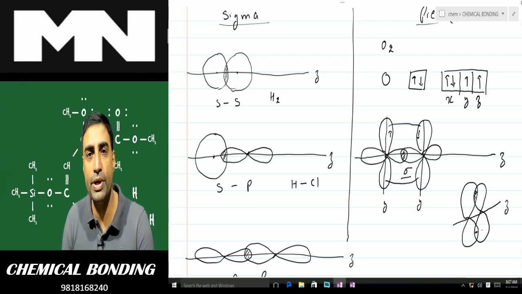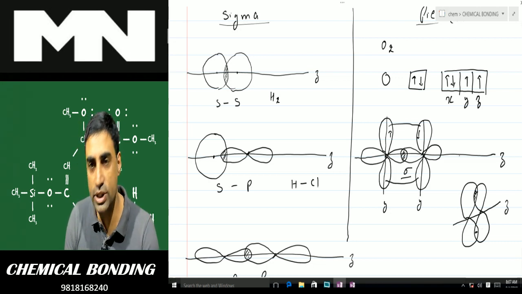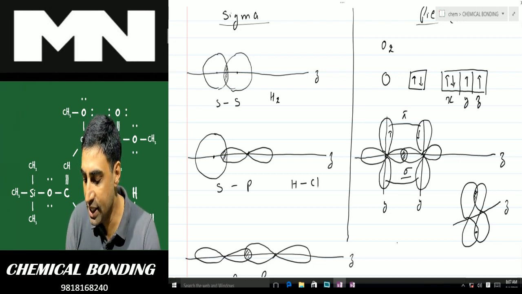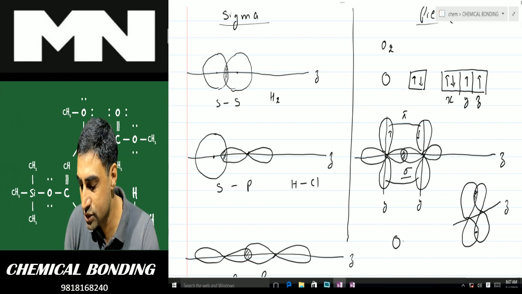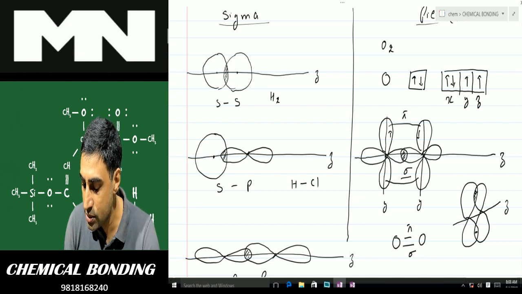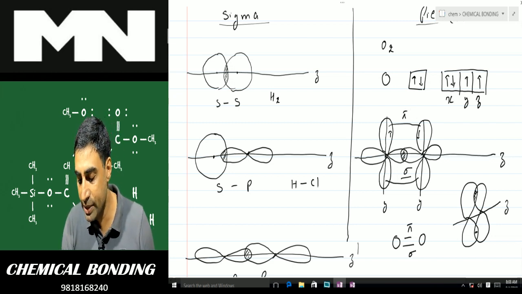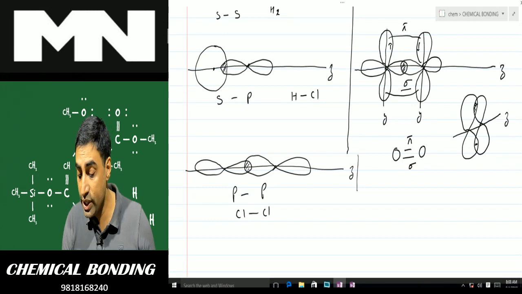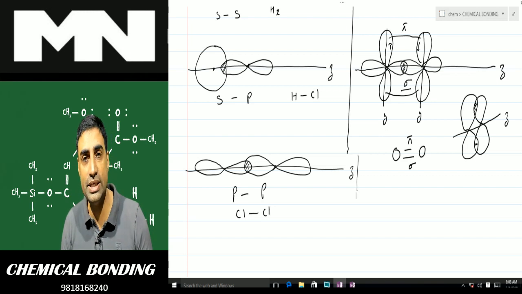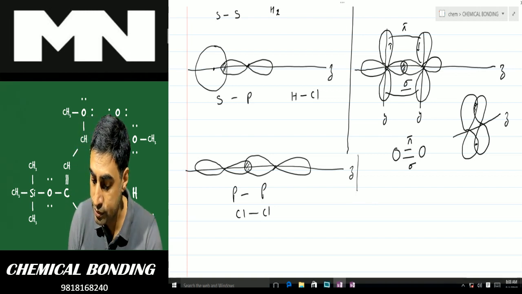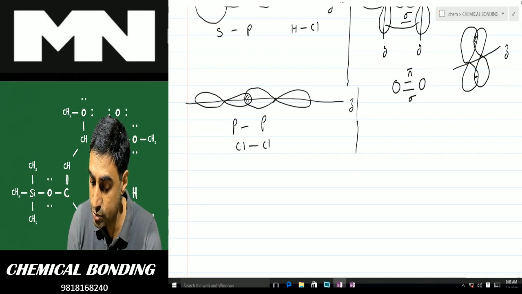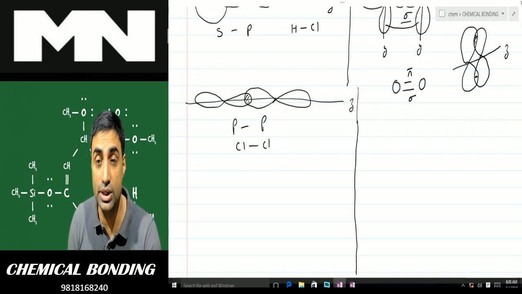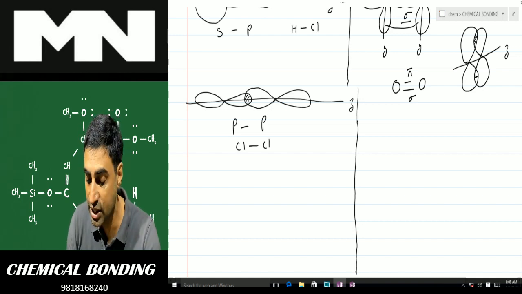So by sideways overlapping, you'll always have a pi bond. So between two oxygen atoms, you got a sigma and a pi. That means the oxygen molecule has got oxygen double bond oxygen. One of the bonds is sigma, while the other one is pi, which is formed by sideways overlapping. So sigma bond is formed by head-to-head overlapping, head-on overlapping, whereas pi bond is formed by sideways overlapping. So we'll see some differences between them. I'll write down the differences because many a time these differences are asked in the exam. Write down at least two differences between sigma and pi bond.